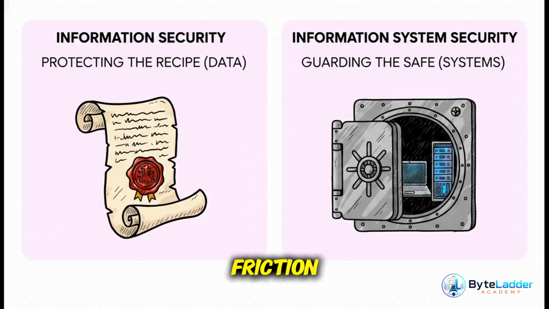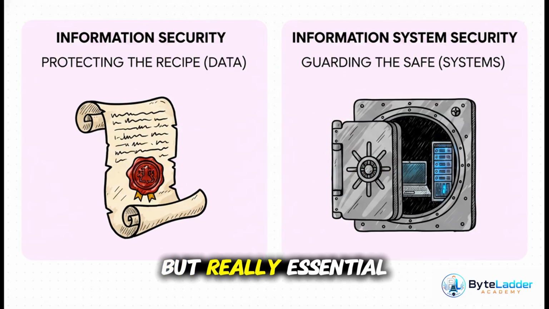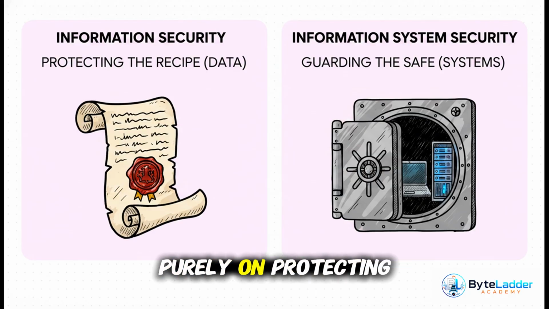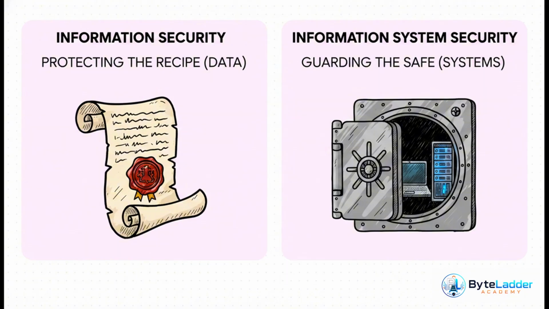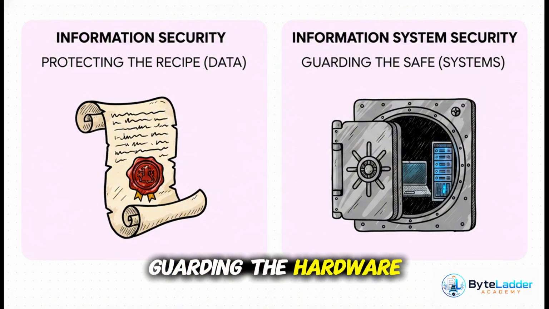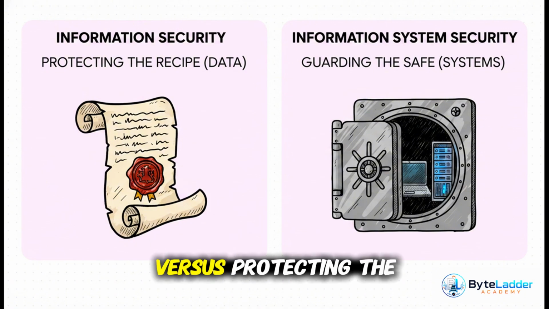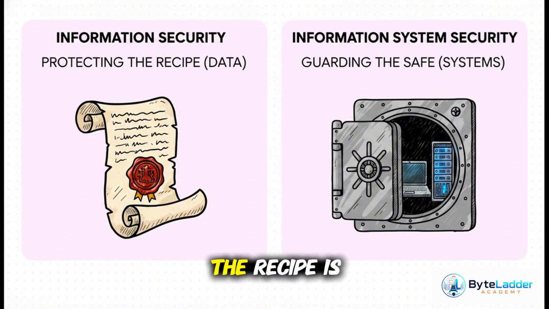Now, before we dive into that friction, we need to make a brief but really essential distinction. Information security focuses purely on protecting the actual data. Information system security, on the other hand, focuses on guarding the hardware, the software, and the devices that actually store, process, and move that data. Think of it like this. It's the difference between protecting a top-secret recipe itself versus protecting the heavy steel safe that the recipe is locked inside.